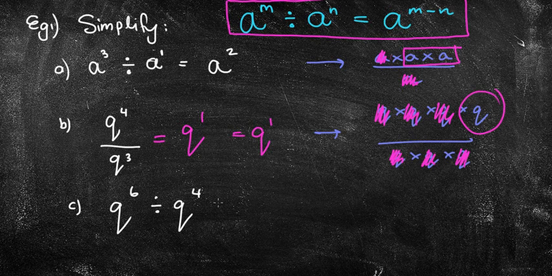What about the last one, do you think? What do you reckon this could be? Hopefully you've said 6 take away 4 equals 2. Once again, if I do the long way, I've got 6 of them on top this time. So I'm going to draw the whole 6 out.